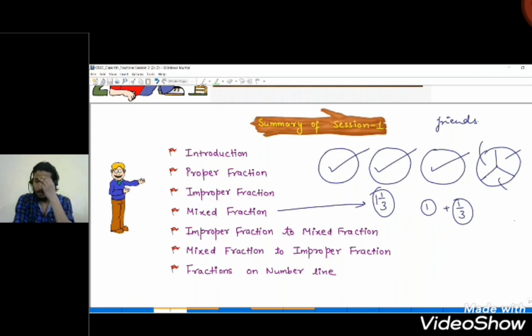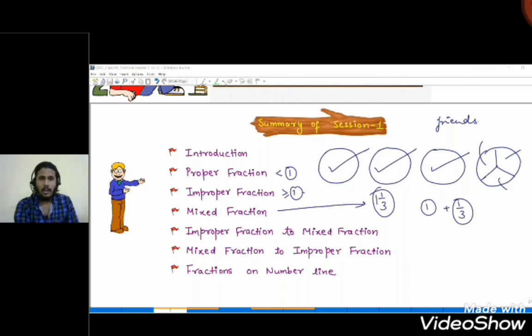And now since they have eaten more than one cake, it means the fraction is in improper form. Because a proper fraction must be less than 1, and an improper fraction must be greater than or equal to 1. This is what we have gained from session 1. Fine, students?